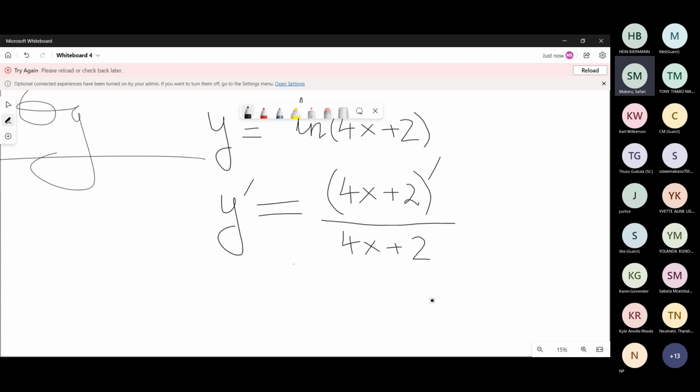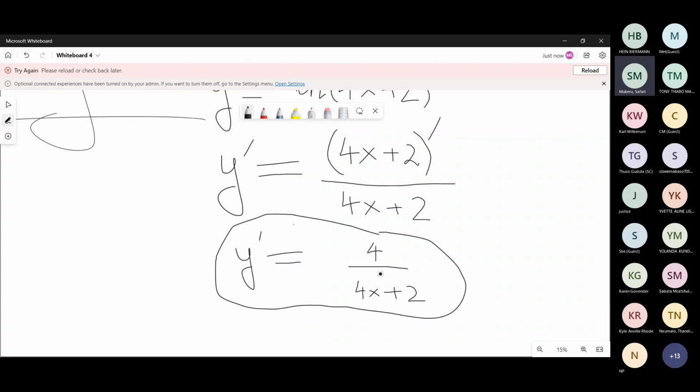What is now the final answer? It's 4 over 4x plus 2. Excellent. That is it, yes. No more ln in the final answer, right? This is the derivative. This is the final answer.